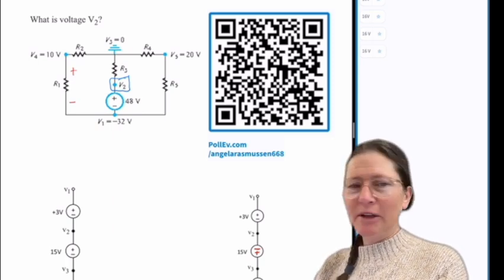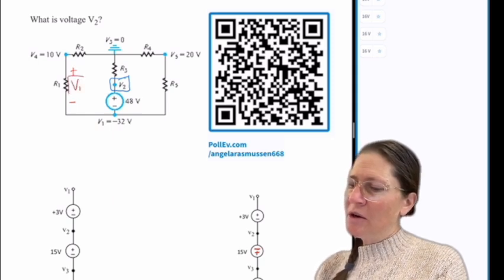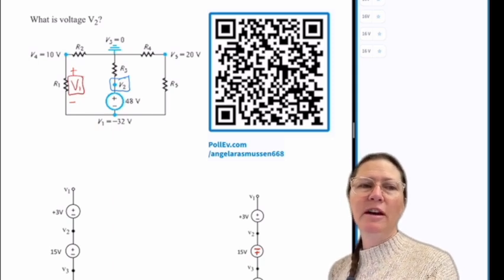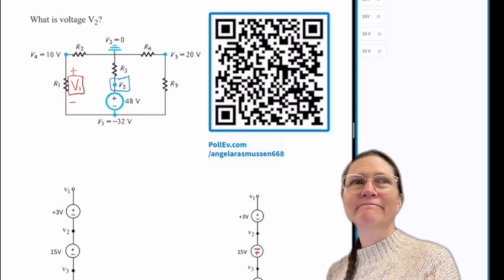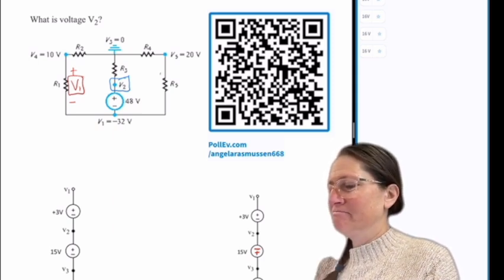For those that want some additional practice, what about if I labeled that as V1? What is the voltage just across that resistor? And I'll also do this one, V3.